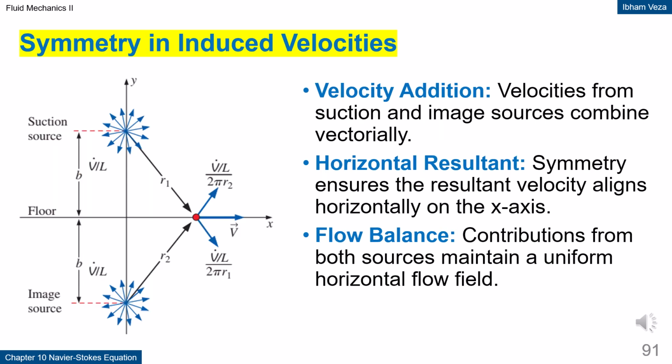Symmetry in induced velocities. The velocity at a point is obtained from the vector sum of velocities induced by each sink. Due to symmetry, at certain axes, the vertical components cancel each other. As a result, the total velocity has only a horizontal component. This phenomenon shows how geometric symmetry simplifies the flow field. Such analysis is often used to verify solution consistency.